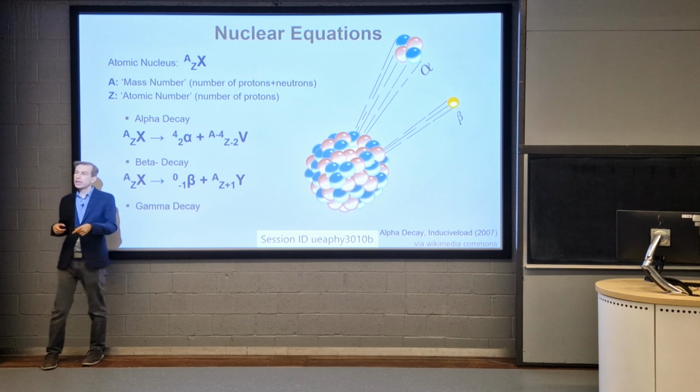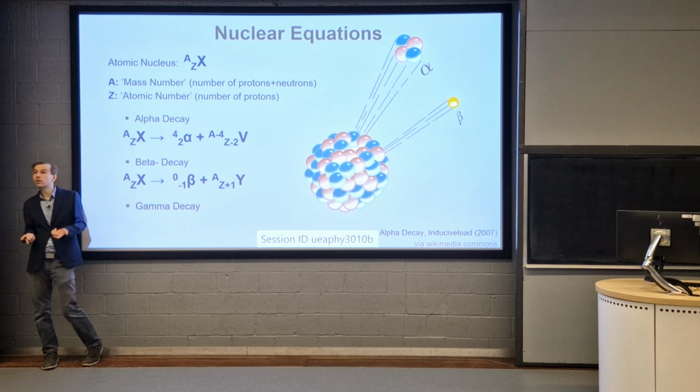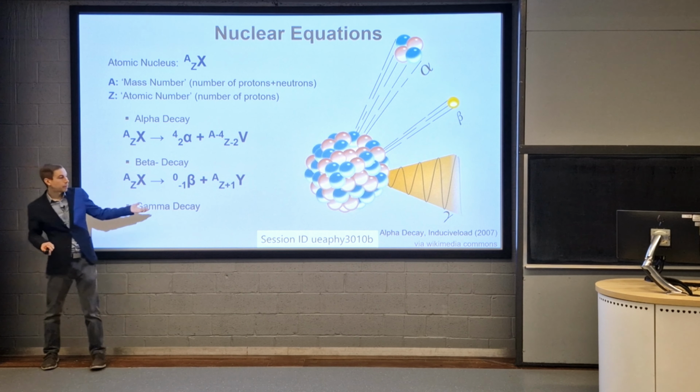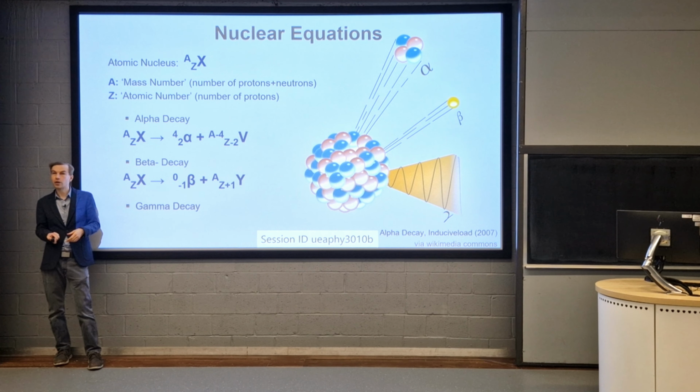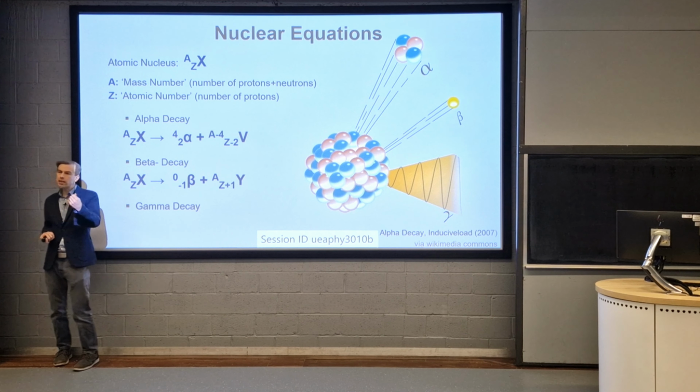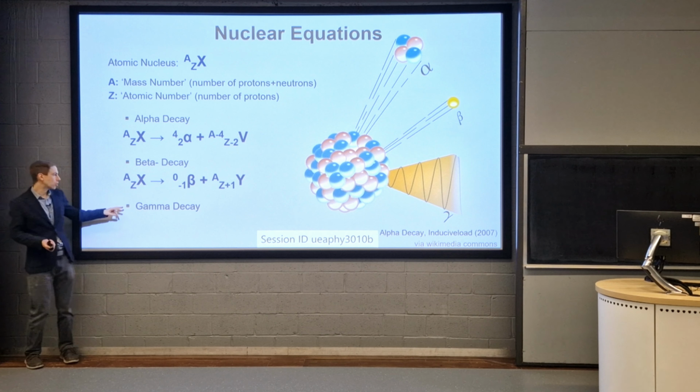So a gamma particle is just a high energy photon. Okay, so even higher energy than an X-ray, carrying that energy away over there. So let's see what that's going to do to our atomic equation here.